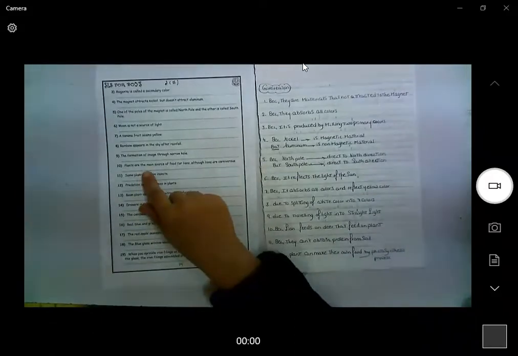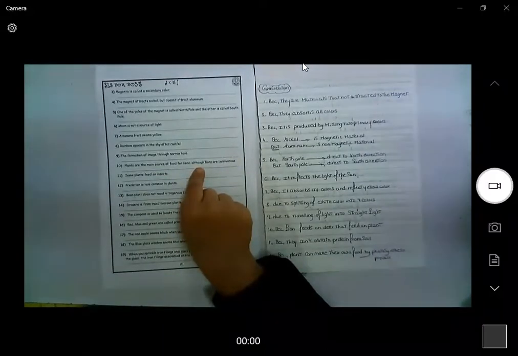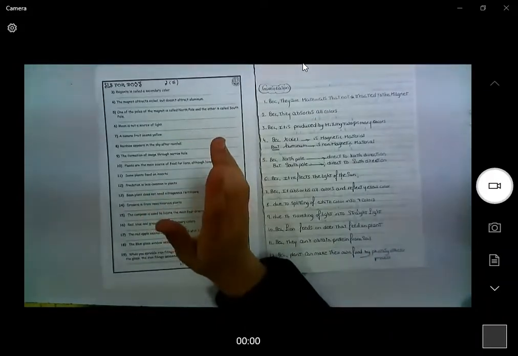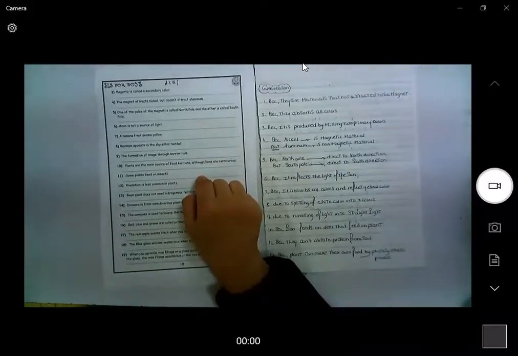Number ten. Plants are the main source of food for lions, although lions are carnivorous animals. Why? It's not feeding on the plant directly, yet the plant is the main source of food for the lion, and at the same time it is carnivorous. Carnivorous means eating meat.